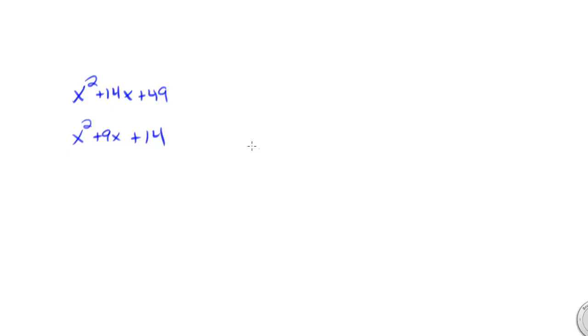Alright, our goal in this case is to find the LCM, or the least common multiple, of these two polynomials, x squared plus 14x plus 49 and x squared plus 9x plus 14. The first step is to factor each of these polynomials. So the first one, x squared plus 14x plus 49, factors into x plus 7 times x plus 7. The second polynomial factors into x plus 7 times x plus 2.